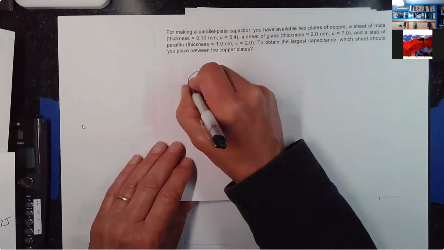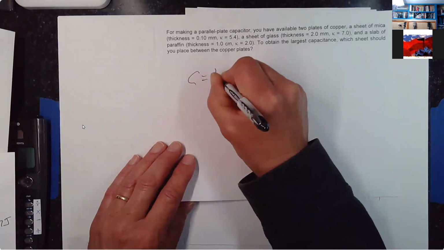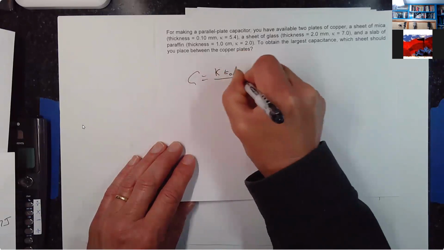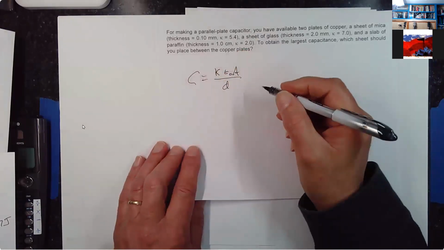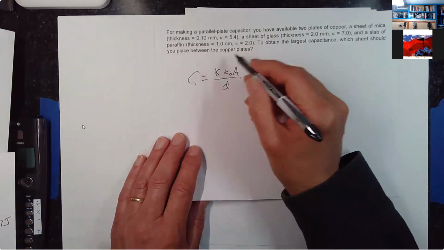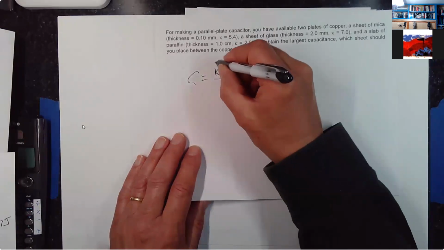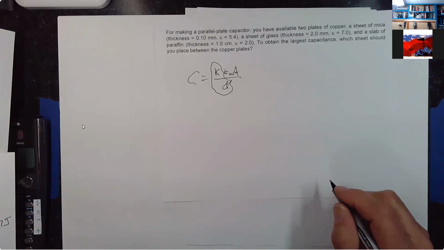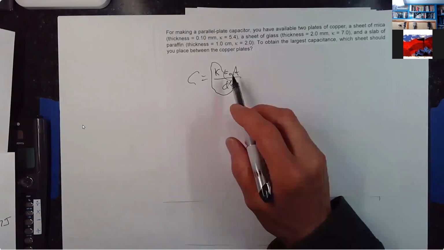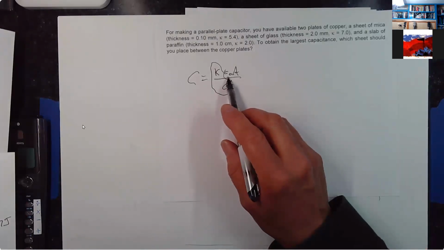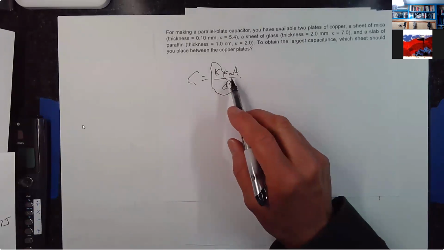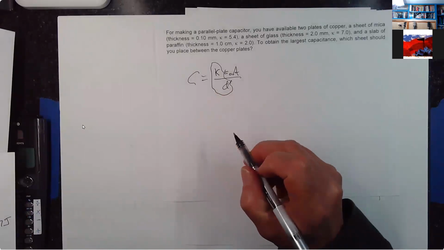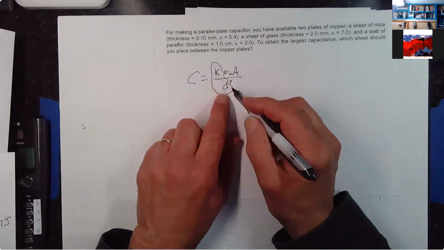Well, the capacitance here is going to be kappa epsilon naught A divided by D. And what we're varying by using these different materials is the ratio kappa over D. And so epsilon naught doesn't change. That's 8.85 times 10 to the minus 12, and the area of the copper plates is not going to change. So it's just kappa and D that do.